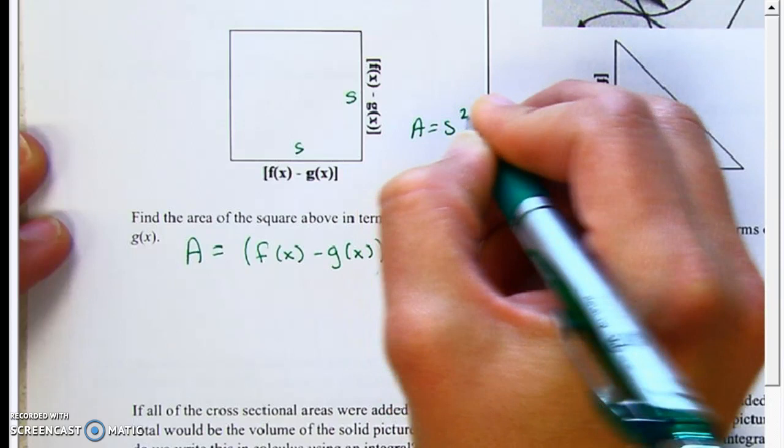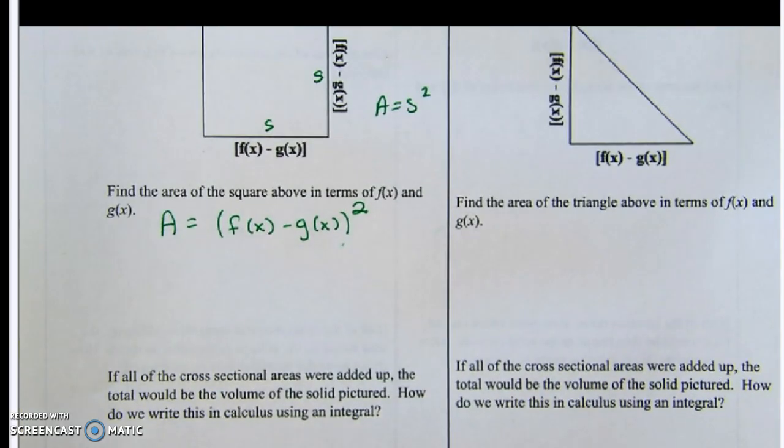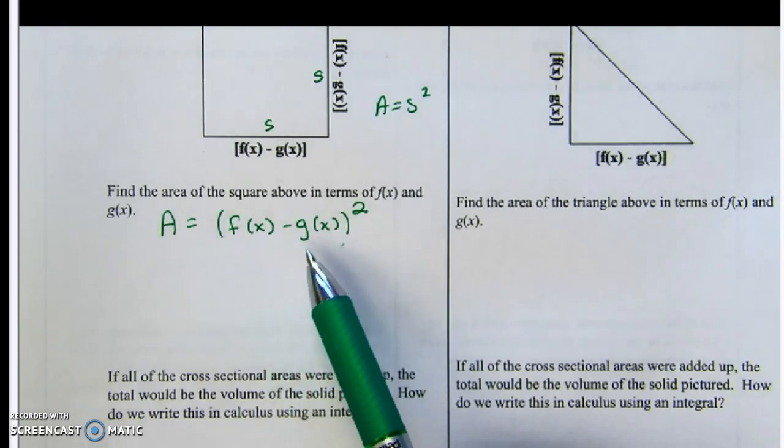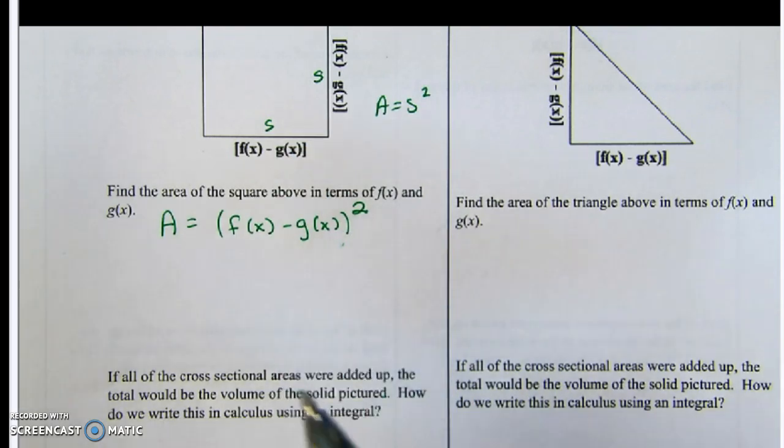Okay, the area of one square is top minus bottom squared. Do you agree that's the area of one square popping up out of the page?